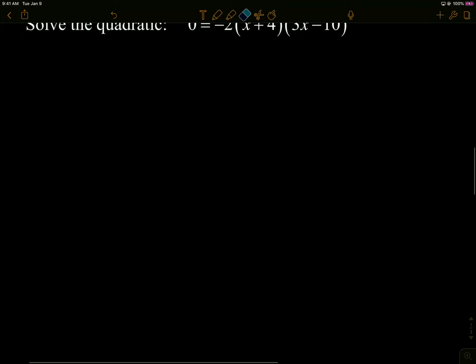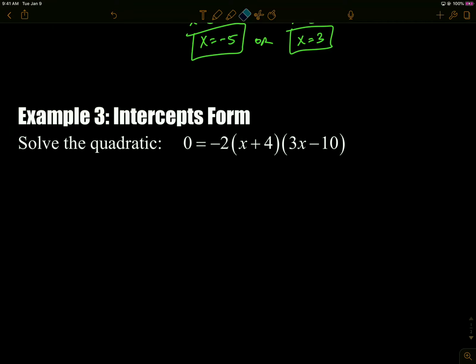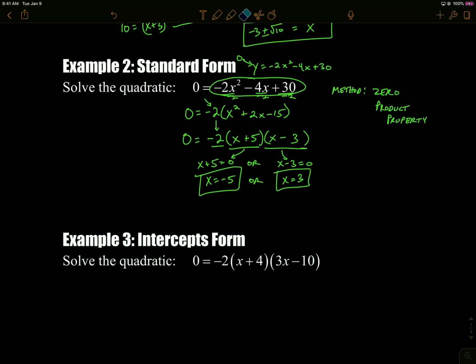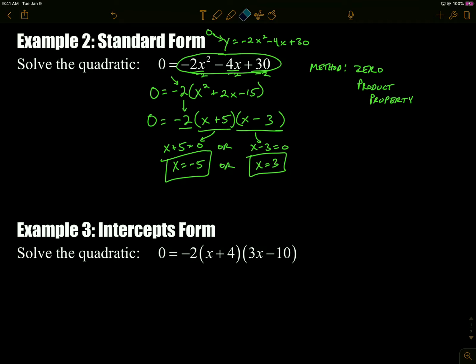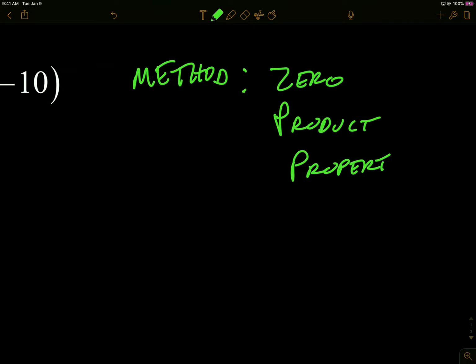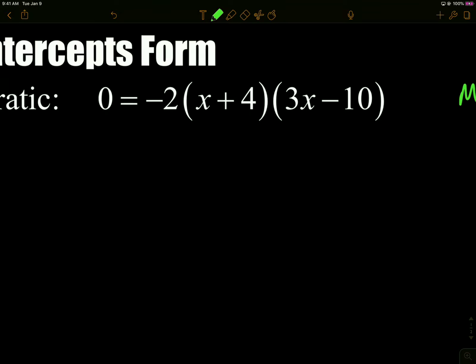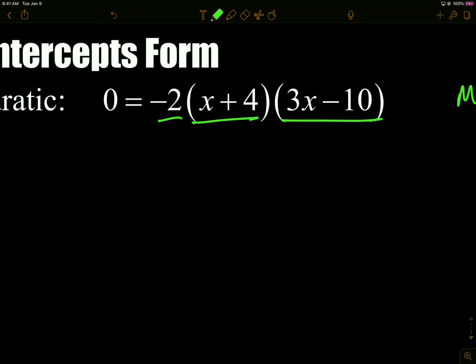And then the last one is when it's in intercepts form. That's the easiest one. The method is the zero product property, just like the one we just did, except they did the hard work for you. It's already been factored. So I can go straight to the zero product property. Meaning I've got a product, three things times each other equaling 0. So if I make each part equal to 0, and solve, I'll get my solutions.